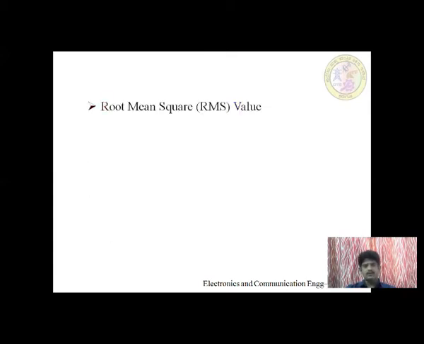Next, we are going to learn some basic things which we already learned in the first semester, but which are required in this subject also. That is the root mean square value. The root mean square value of an AC signal is the value which generates a heating effect equivalent to the heating effect generated by DC. Next, the average value or DC value. The average value or DC value of an AC signal is the amount of charge transfer equivalent to the DC power.